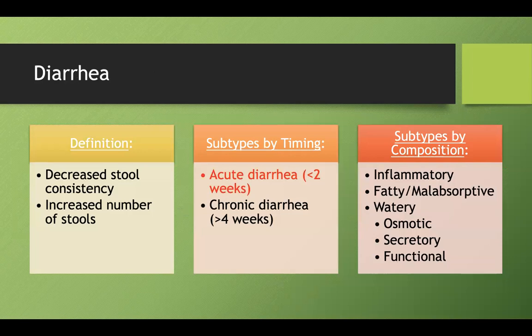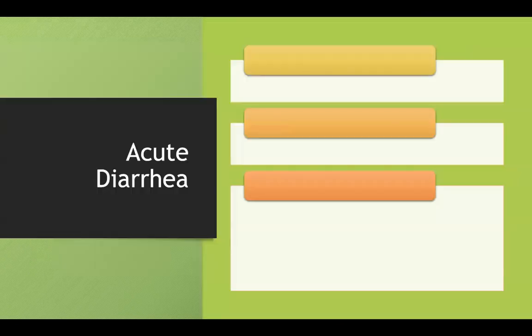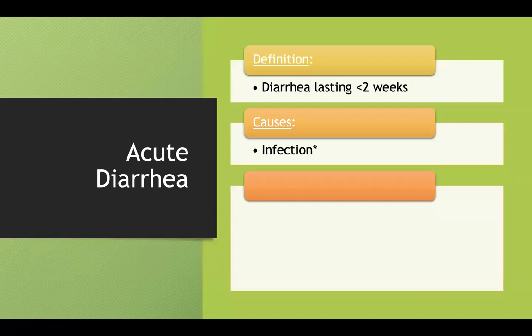So now that we've talked a little bit about some of the timing and the composition, what I really want to do is give you some question and answer format on how you are going to actually approach this. So let's start by talking about acute diarrhea. Again, acute diarrhea is going to be any diarrhea lasting less than 2 weeks. And what's going to cause it, especially on step 1 and level 1, is going to be an infection.